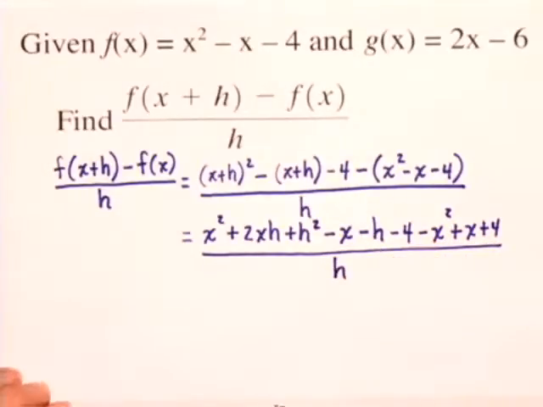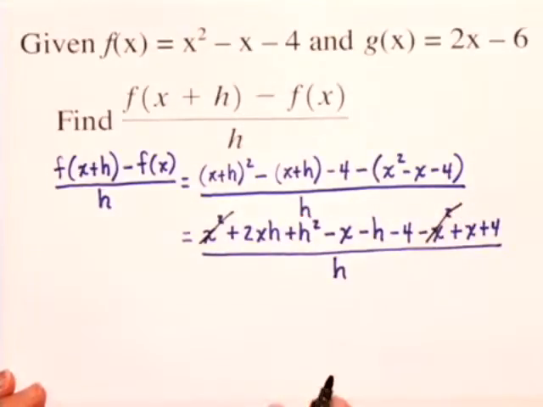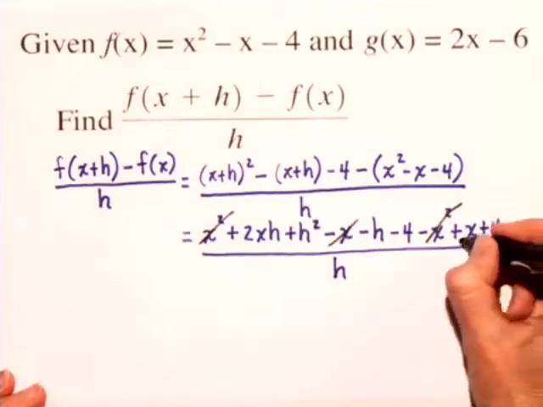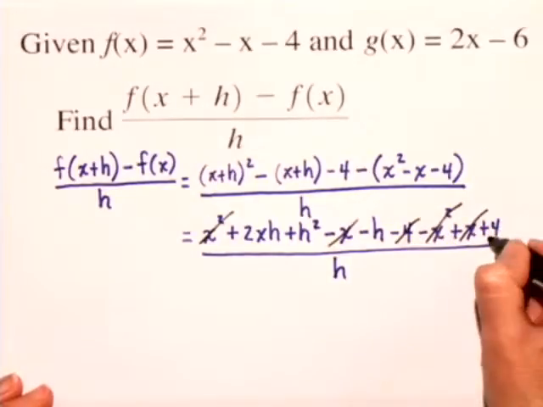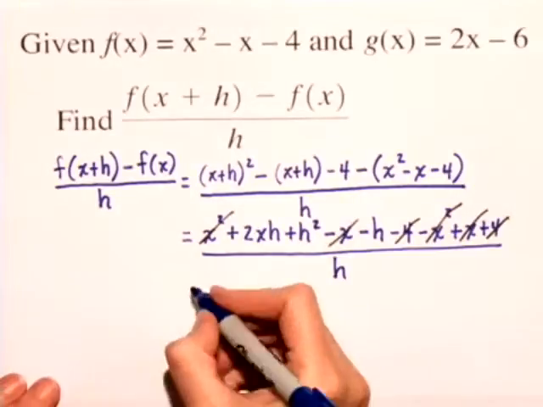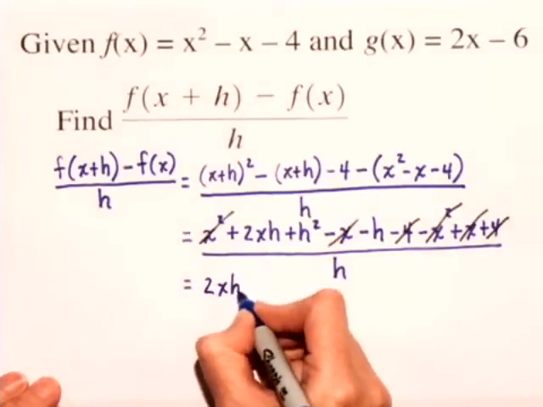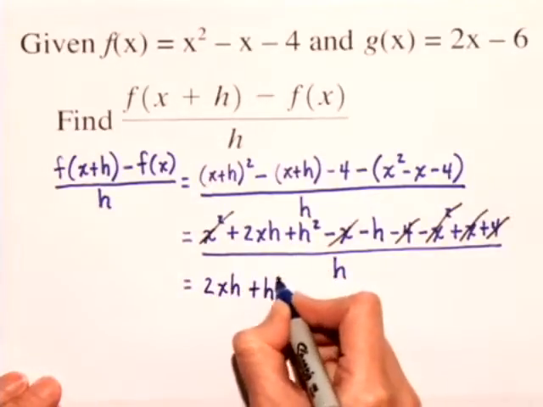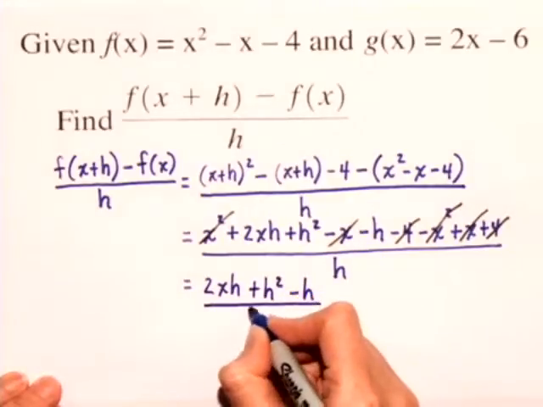Let's see if we can do any simplifying. Notice in the numerator we have x squared minus x squared, and that cancels out. We also have a negative x plus x, and that adds to 0 as well. And then we have a negative 4 plus 4, which is 0. So that cleans it up a little bit, and in the numerator we have left 2xh plus h squared minus h, all divided by h.